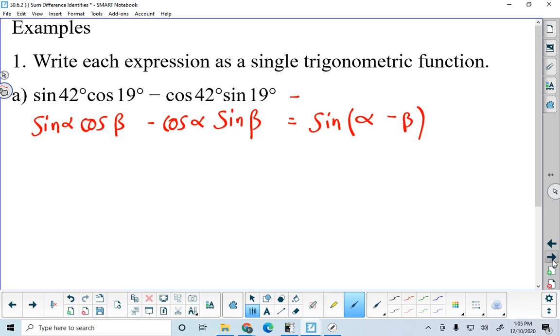All this means is that alpha is 42. Beta is 19, which means that this trigonometric expression is equal to sine of whatever 42 minus 19 is. And I believe, but I may need some help, my brain feels a little sluggish today, I believe it's 23. Is it 23 degrees, you guys? 42 minus 19? Okay, thank you.